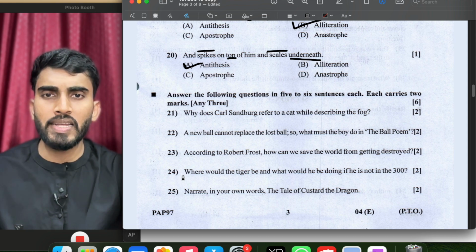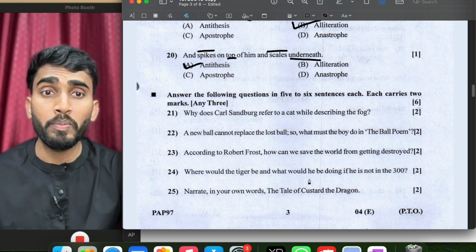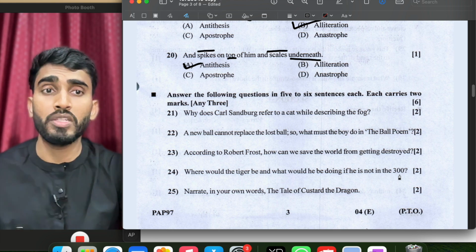So let us take question number 24, which is: where would the tiger be and what would he be doing if he is not in the zoo?